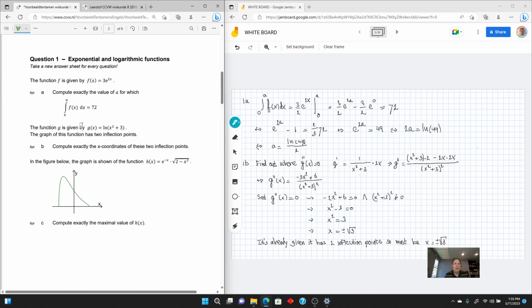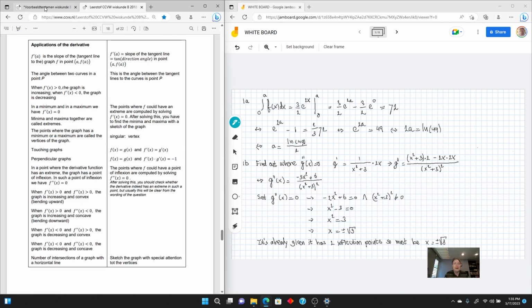Question 1b. They say this is another function. This is actually a logarithmic function. And they state that it has 2 inflection points. So they tell us already. And they want to know what the x-coordinates are of these 2 inflection points. Remember, inflection points, definitely something that is coming back in, I would almost say, every exam.